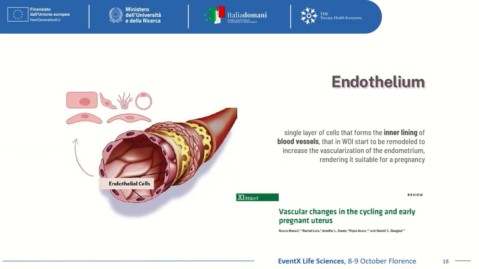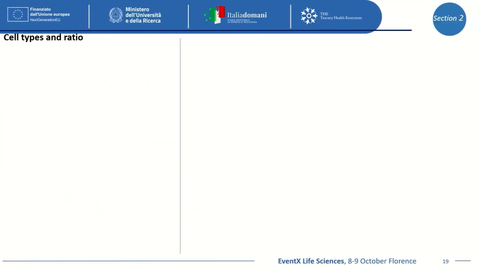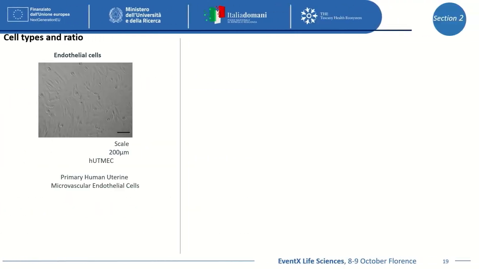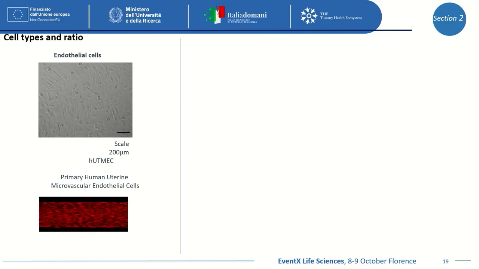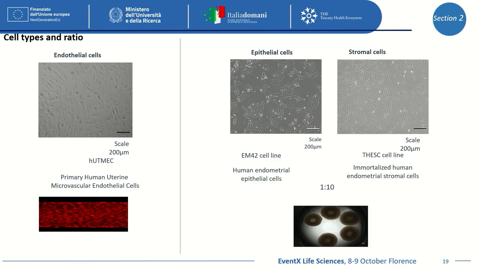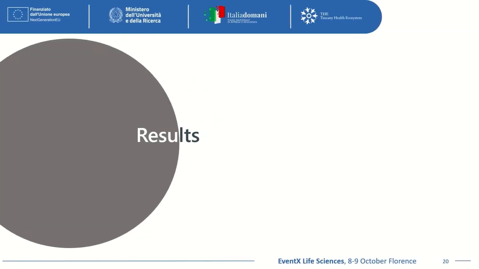The most important part of this model is that we added another compartment, the endothelial part, that is very important in many pathologies that I already mentioned before. The cell types that we used, I will go very fast on this: endothelial cells, which are primary cells that we use to endothelialize the channels, and two cell lines, the epithelial EM42 cell line and the stromal cell line, in a ratio of 1 to 10.